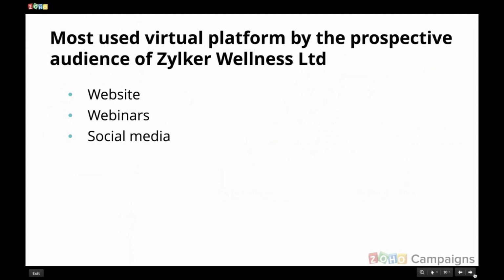they found out that most of the audience spend their time on websites, in webinars, and on social media platforms. So these three are their major core focus areas, and they will build their email list depending on these three platforms. One is the website, one is the webinar, and one is the social media platform.